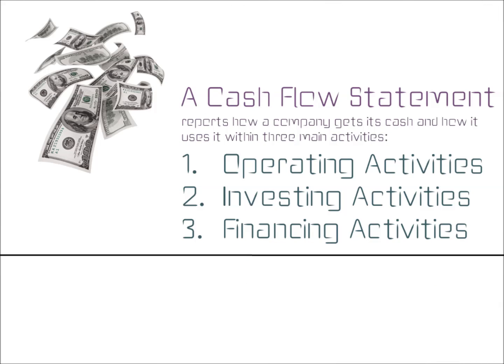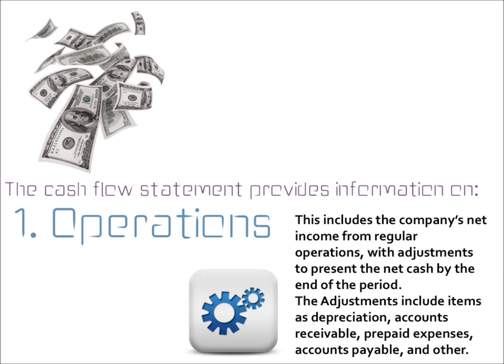A cash flow statement reports how a company gets its cash and how it uses it within three main activities: operating activities, investing activities, and financing activities. Let's take a look at operations. This includes the company's net income from regular operations with adjustments to present the net cash by the end of the period. Such adjustments include items as depreciation, accounts receivable, prepaid expenses, accounts payable, and others.